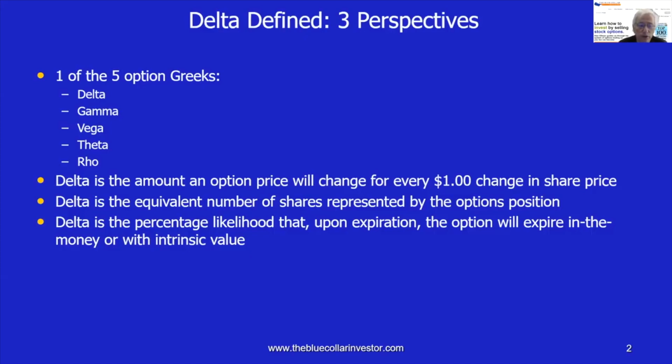Now, the third definition of delta is the percentage likelihood that upon expiration, the option will expire in the money, or stated differently, with an intrinsic value component to it. So, for example, an in-the-money strike will have a higher delta than an out-of-the-money strike because it's more likely to expire in the money. So those are the 3 perspectives of defining delta.